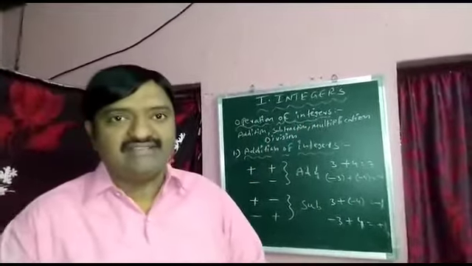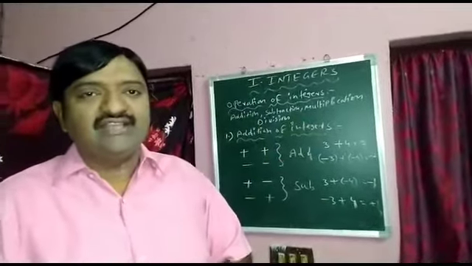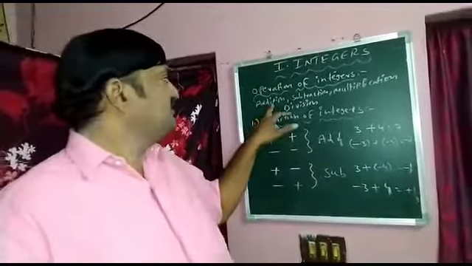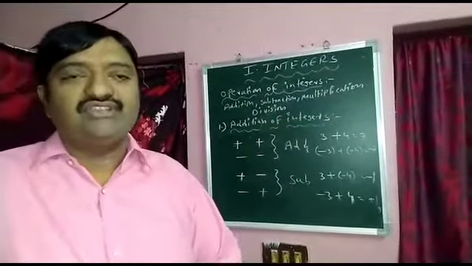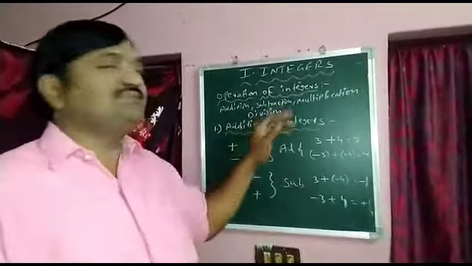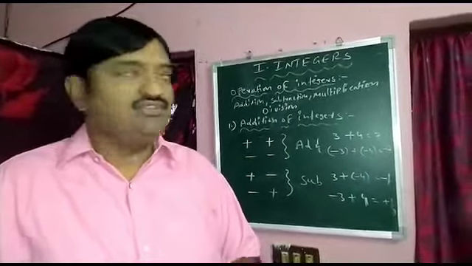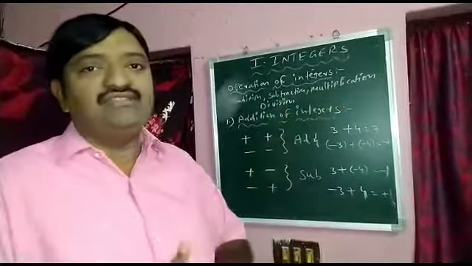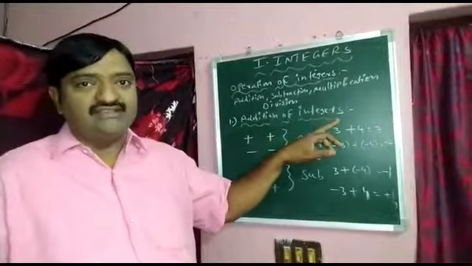Last class we completed exercise 1. Now we are learning operations of integers. Operations of integers means addition, subtraction, multiplication, and division. These are the four operations. In earlier classes you learned addition and subtraction, so we will revise those first. After that we will learn multiplication and division. Today, first we are going to learn addition of integers.